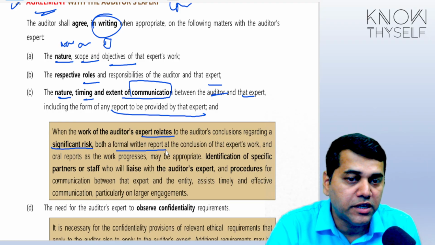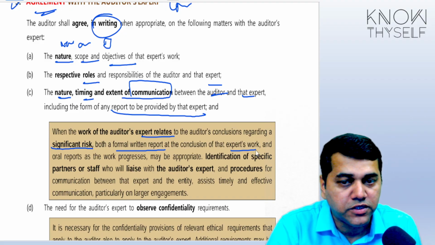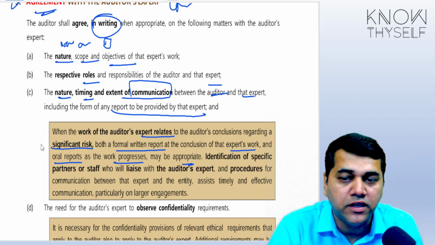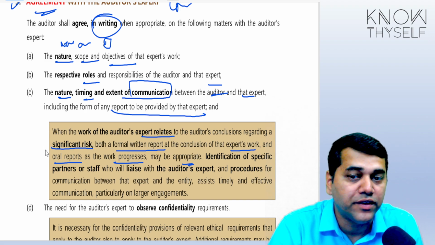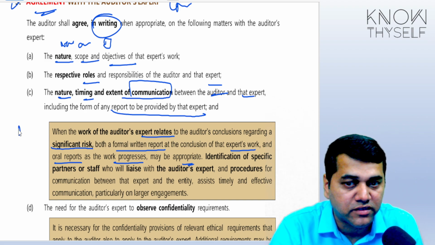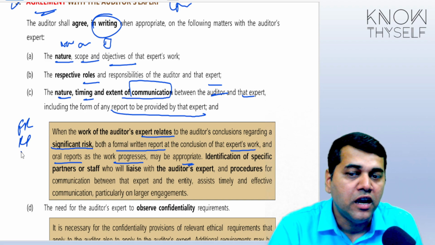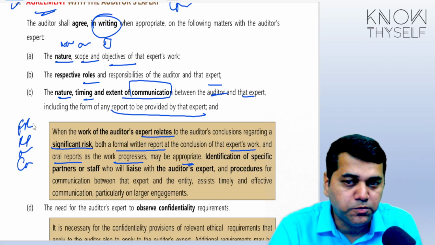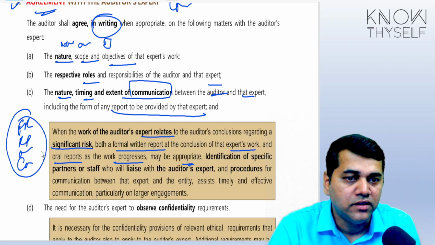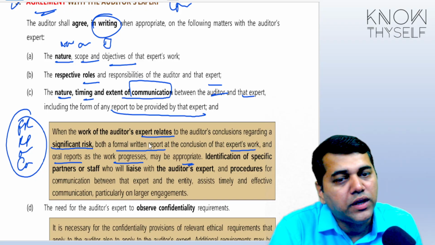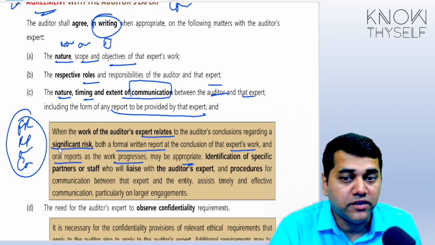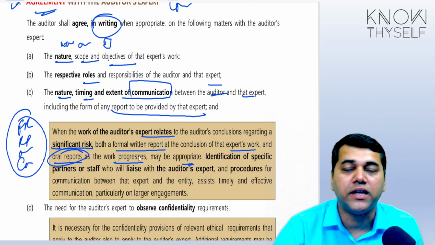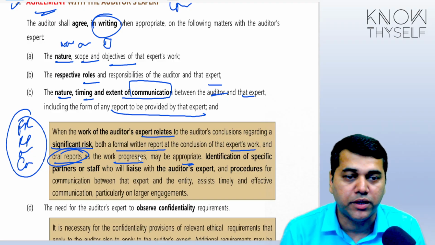So when the work of the auditor's expert is related to the auditor's conclusion regarding significant risk, both a formal written report at the conclusion of the expert's work and oral reports as the work progresses may be appropriate. That means if the work is related to something of significant risk, there are 6 types of significant risk, like fraud risk, related party, outside normal course of business, complex operations, etc. If your expert's work relates to any of these areas, one thing is they are going to give one report at the end, right? But since they are significant, you may ask for oral reports from time to time. Like you may tell them, please update me from time to time.